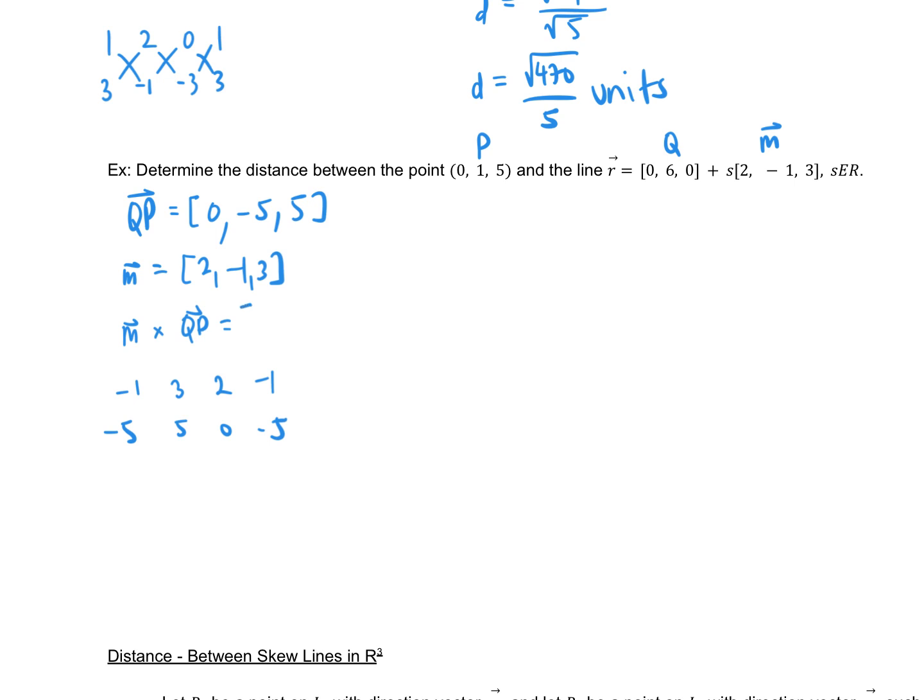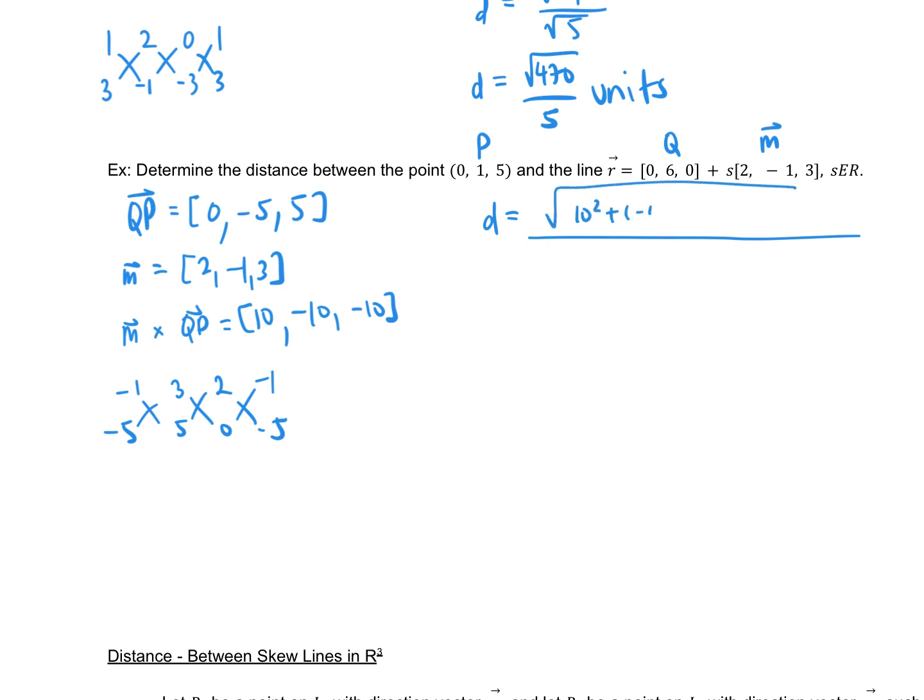So we have -5 minus -15, so that's 10. 0 minus 10, -10 minus 0. There we are. And now magnitude.